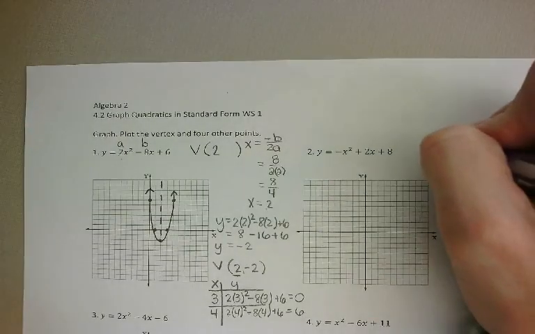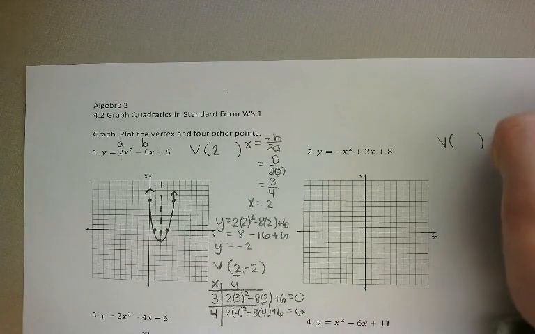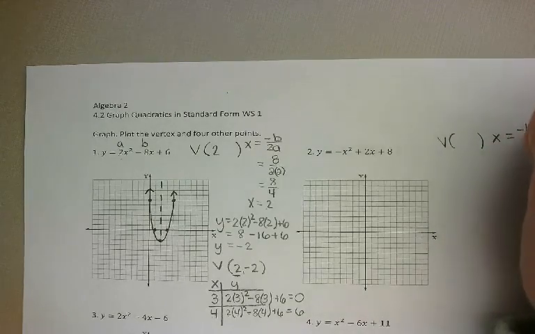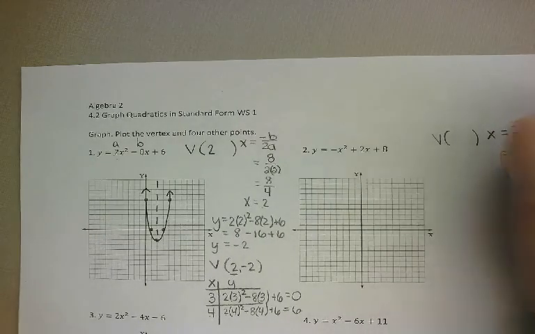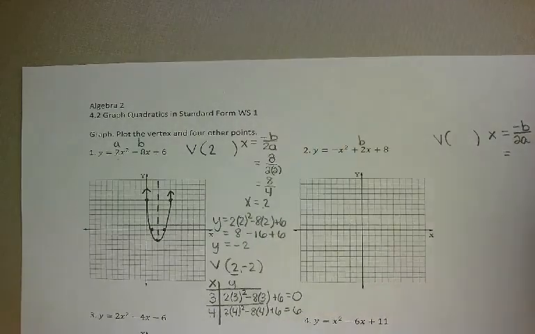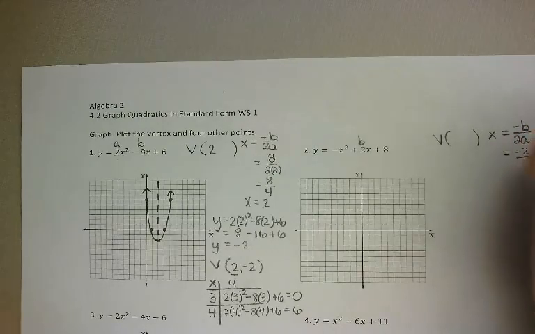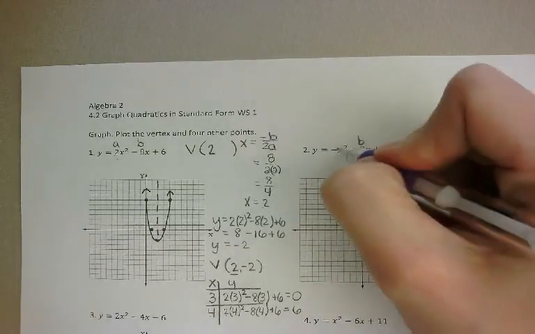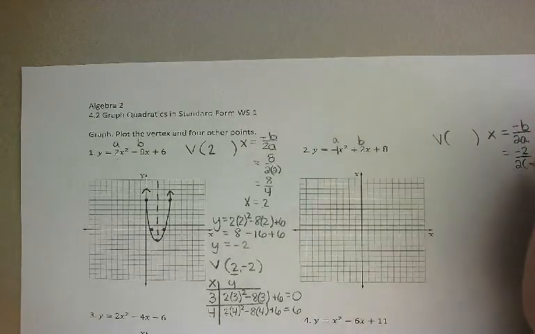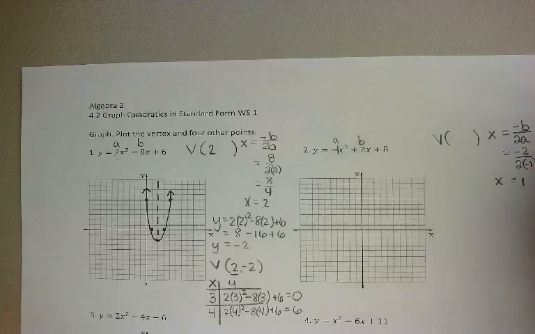Okay, let's look at the next one. We want to find the vertex. The x coordinate is the opposite of b over 2 times a. So if I take the opposite of their b, that would give me negative 2. 2 times their a, so their a is negative 1. That gives me negative 2 over negative 2. So our x is going to be at 1.